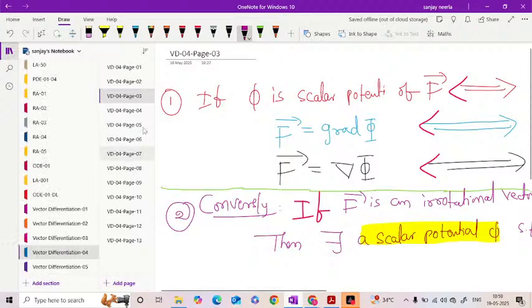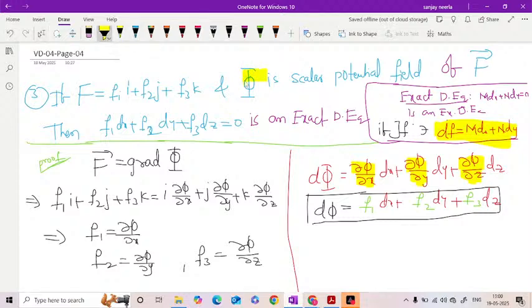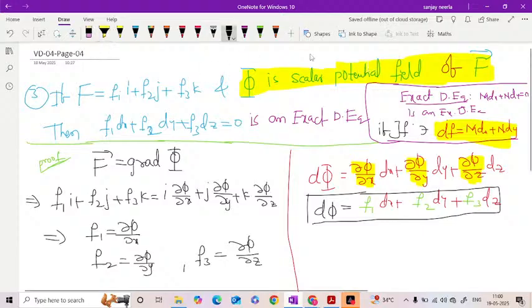Now come to the third property. What is the third property? Here I am taking f as a vector point function, f is equal to f1 i plus f2 j plus f3 k, and pi is the scalar potential field of f. Scalar potential field means f is equal to the gradient of pi. Then definitely f1 dx plus f2 dy plus f3 dz must be 0. So this differential equation must be an exact differential equation. So this is our third property.